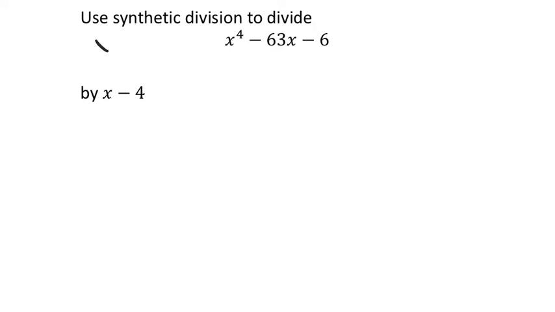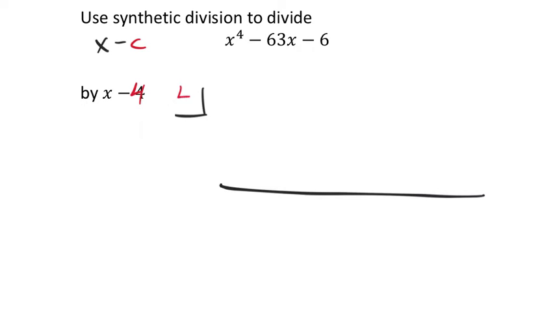Remember, we need it to be in the form x minus c, the divisor. That's what we're dividing by. So when that says the divisor, it's talking about this part right here. And it already is. It's x minus 4 in this case. All right, so when I set up my synthetic division, I'll try to give myself some space there, but the c value, which for me is 4, goes in the box.